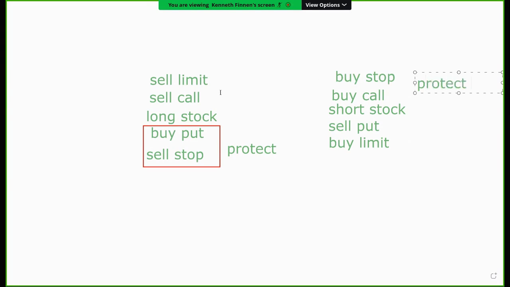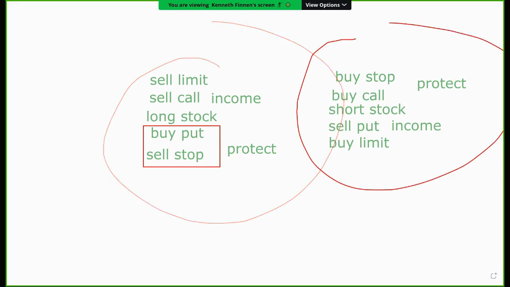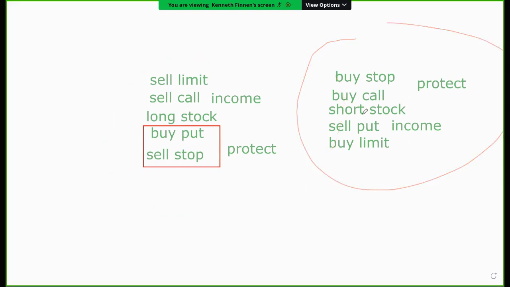Whenever you sell an option, it's for income. And limits are really just to either take a profit or establish a position. Again, this is probably more than you need to know, but it's good to have it anyway. Half of you won't see anything about options on this, but if you do, you do. We're getting through it. Sell limit and sell call for income, right? Well, this is for income. This is to take a profit.